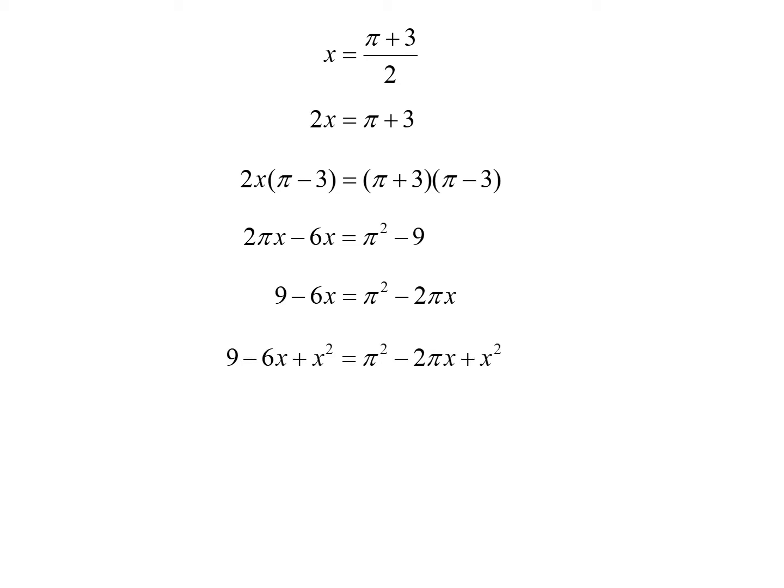I factor both sides, so they both factor into perfect squares. I square root both sides, and that gets rid of the squared. And now I add x on both sides, and this gives me 3 equals pi. So we know maybe something is wrong with one of my steps.